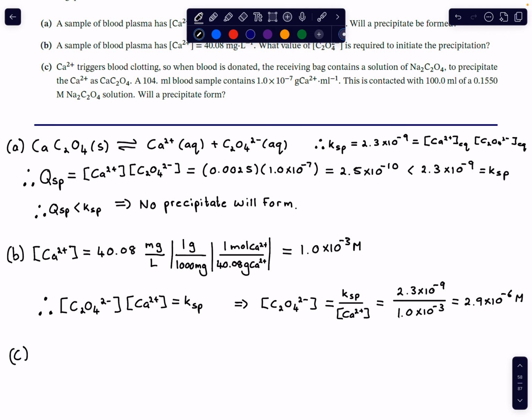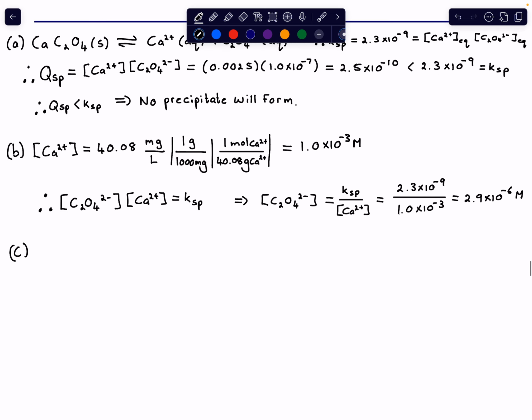Calcium 2+ triggers blood clotting. So when blood is donated, the receiving bag contains a solution of sodium oxalate to precipitate the calcium oxalate. We're told that we then have a 104 milliliter blood sample that contains a certain mass per milliliter calcium ion. This is placed in contact with 100 milliliter of a certain concentration sodium oxalate solution. And we're asked, will a precipitate form? So let's just think about what's going on here. So it means we have a bag of blood.